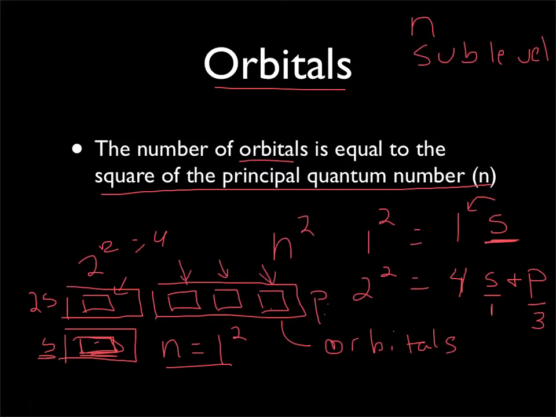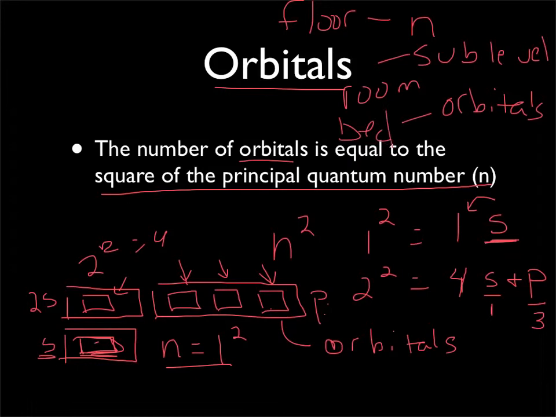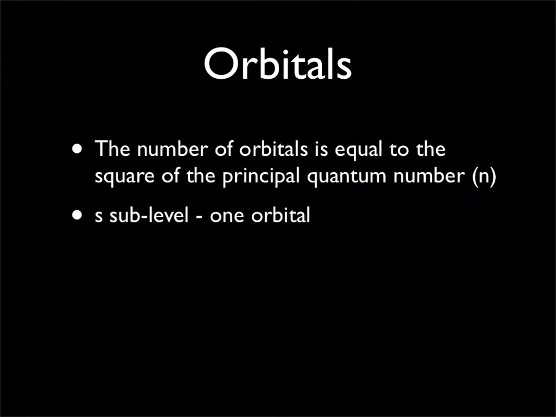So try to relate that to something a little easier and think of the N as the floor, the sublevel as the room, and the orbitals as the beds. It's not very complicated if you put it in those simple terms. Getting back, reviewing: S sublevel, you've got 1 orbital. In that S room, you've got 1 bed. P sublevel, you've got 3 orbitals. Bigger room, 3 beds.